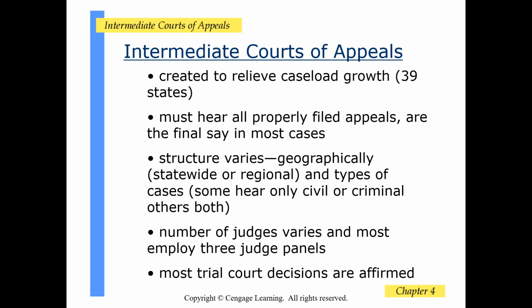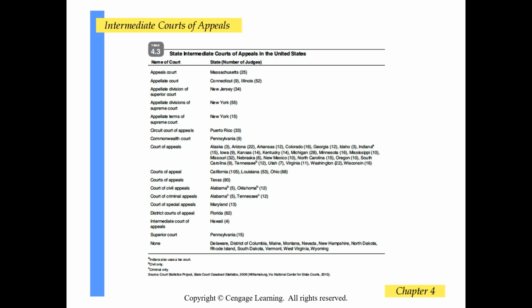Just as in the federal system, there are intermediate courts of appeals. And those are created to relieve caseload growth. These courts of appeals must hear all properly filed appeals and are the final say in most cases. Most trial court decisions are affirmed by the courts of appeals. Table 4.3 shows you state intermediate courts of appeals in the United States. In the state of Texas, we have courts of appeals.